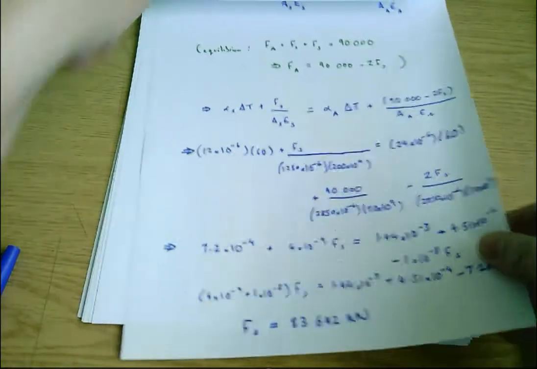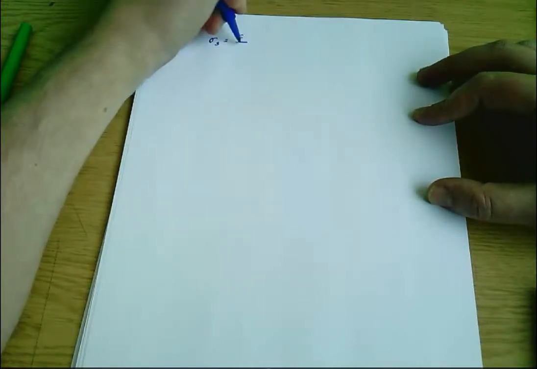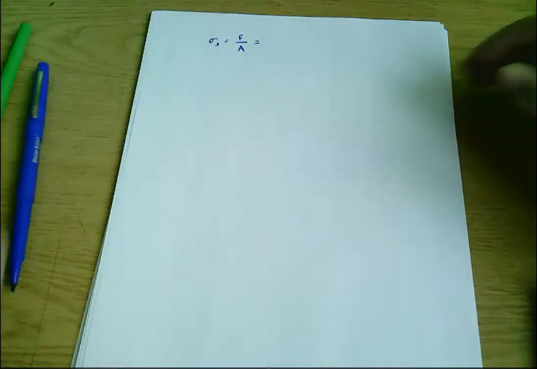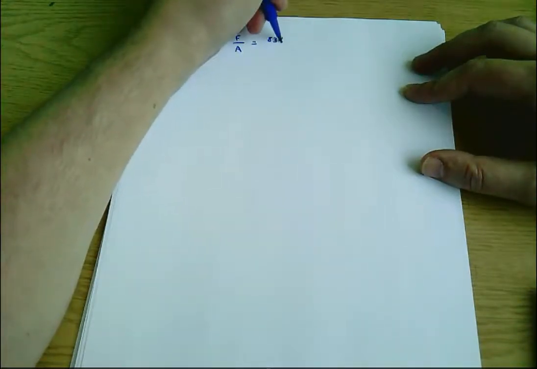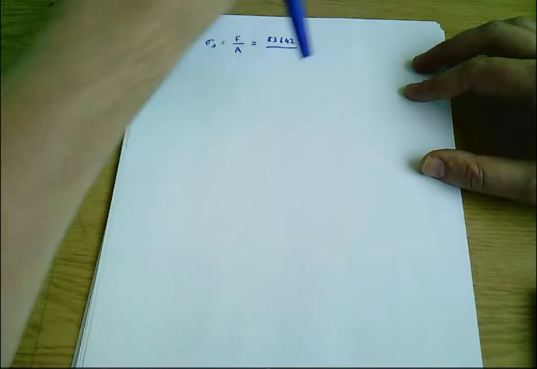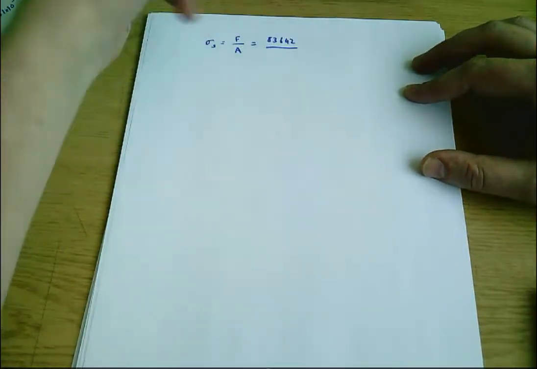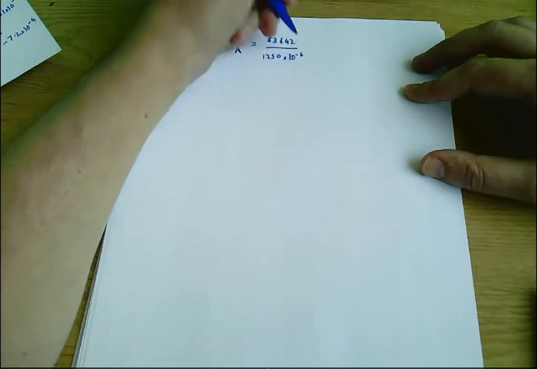The last bits to do, the stress in the steel is force over area, which is going to be 83642 divided by the area of the steel. We know that's one of the things I wrote in red. That's 1250 times 10 to the minus 6.